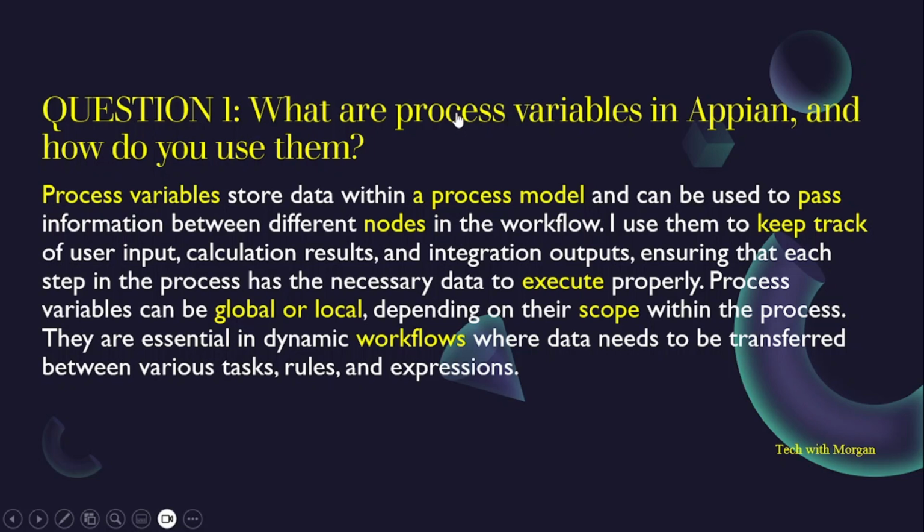Question 1. What are process variables in Appian, and how do you use them? Process variables store data within a process model and can be used to pass information between different nodes in the workflow. I use them to keep track of user input, calculation results, and integration outputs, ensuring that each step in the process has the necessary data to execute properly.